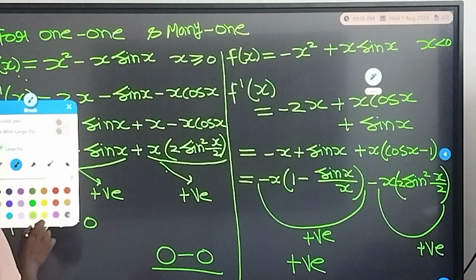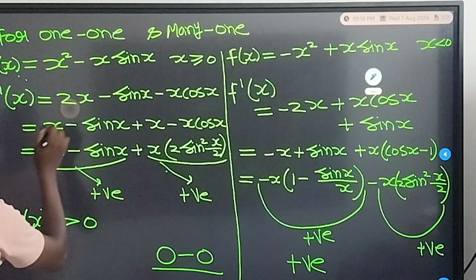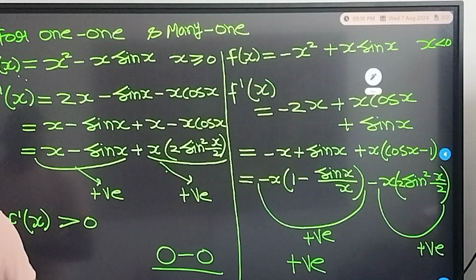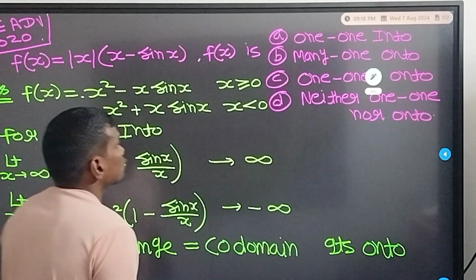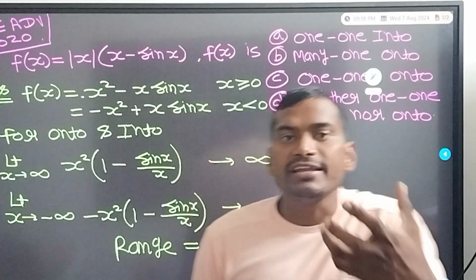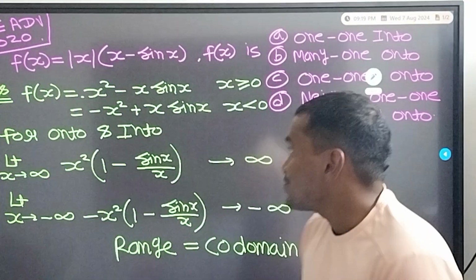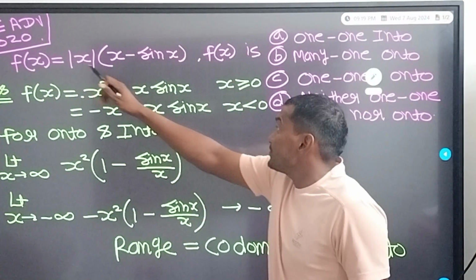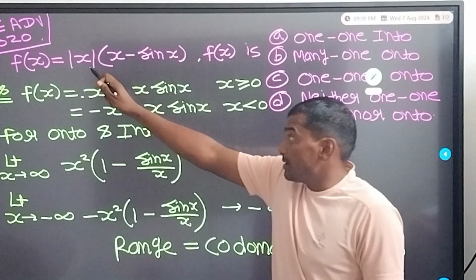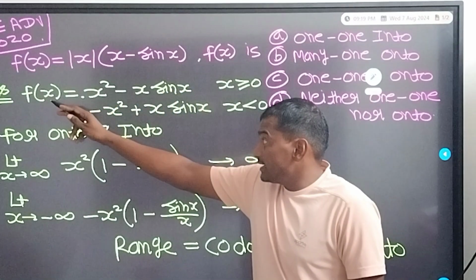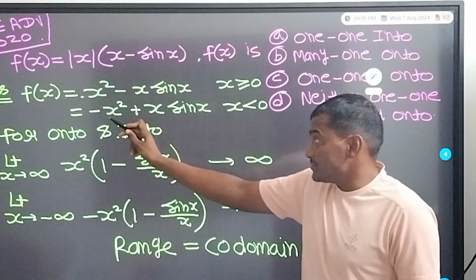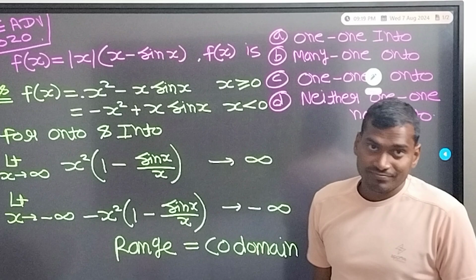Whenever in any question we see mod, then what is the procedure? First of all, we redefine, because mod x is plus x if x greater than 0, mod x is minus x if x less than 0. So if this is plus x, you will get f(x) as this. If it is minus x, you will get f(x) as this.